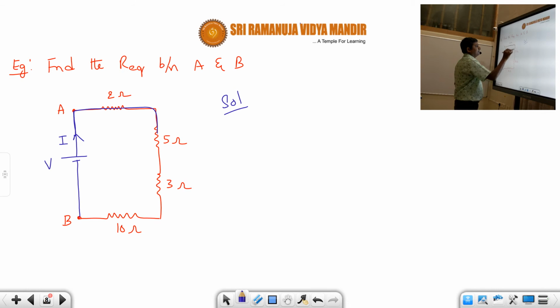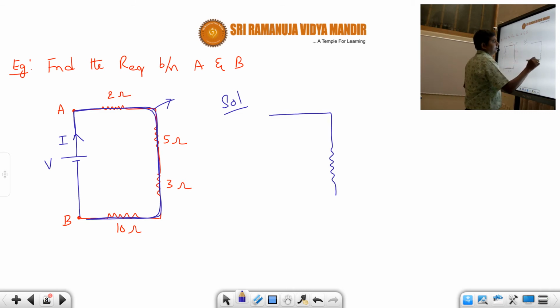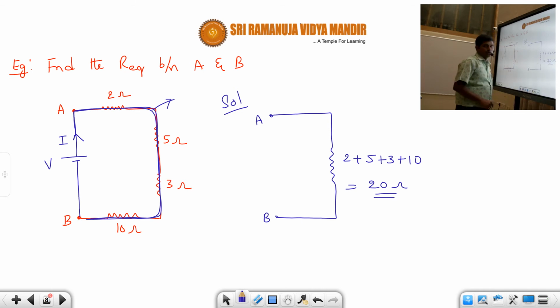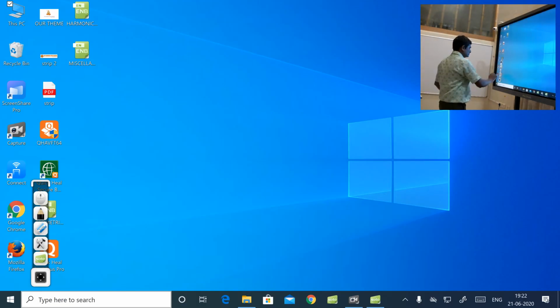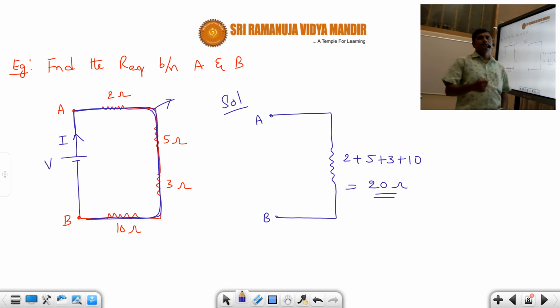Is the current flowing the same in all the resistors, students? Yes. Is the current getting divided somewhere and going? No. Whatever current is flowing in 2 ohms, the same current is flowing in 5 ohms, 3 ohms, and then 10 ohms. So that means all are in series connection. So I can replace them with one single resistor of how much, students? 2 plus 5 plus 3 plus 10. So 7 plus 3 is 10, 10 plus 10 is 20 ohms, students. So that is how we should calculate the equivalent resistance. I hope you understood how to calculate the equivalent resistance when the resistors are connected in series.